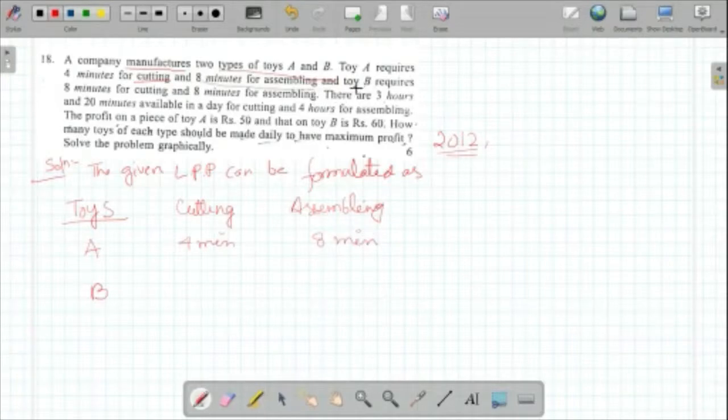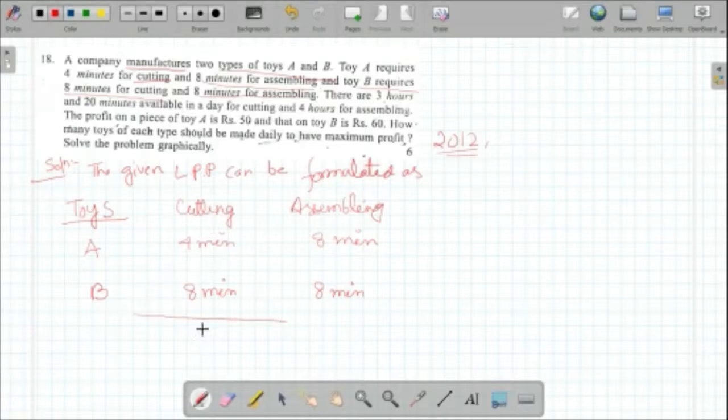Now similarly, what is required for toy B? 8 minutes for cutting and 8 minutes for assembling. Assembling takes how many minutes? 8 minutes, right? This is the data. Now there are 3 hours and 20 minutes available in a day for cutting, right?